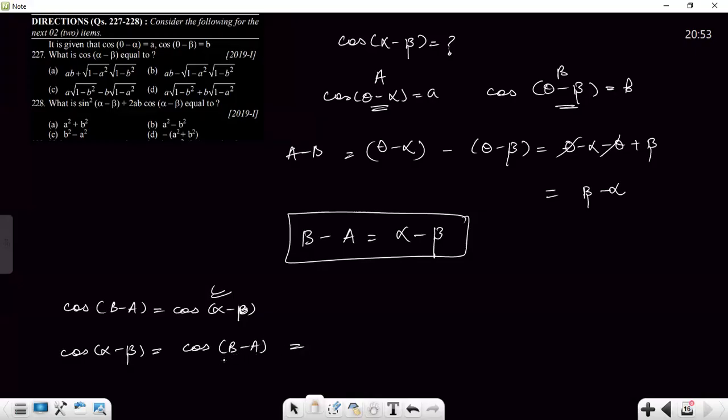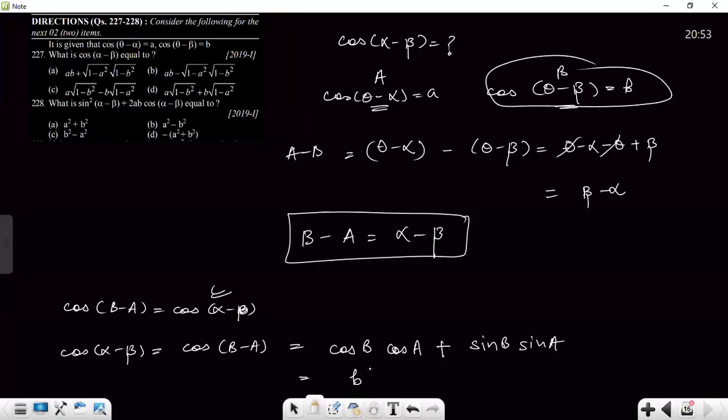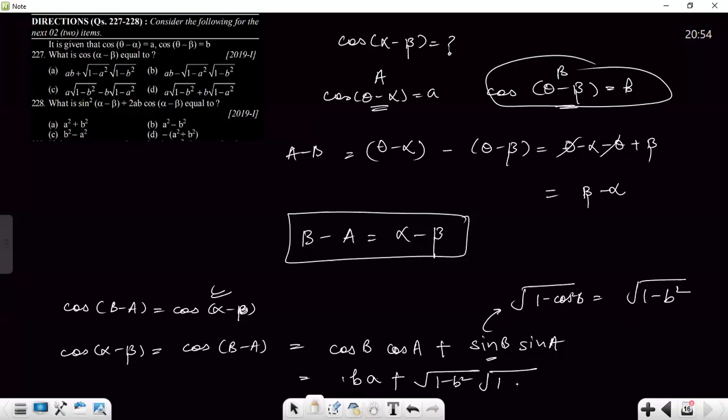We know cosine of B minus A has a formula, which is cosine of B into cosine of A plus sine of B into sine of A. Cosine of B is given as B. Cosine of A is given as A. So BA plus sine of B into sine of A. We don't know the value of sine of B, but we know the value of cosine of B, so we can write it as square root of 1 minus cosine square of B, which is 1 minus B square. Similarly, we can write square root of 1 minus A square.